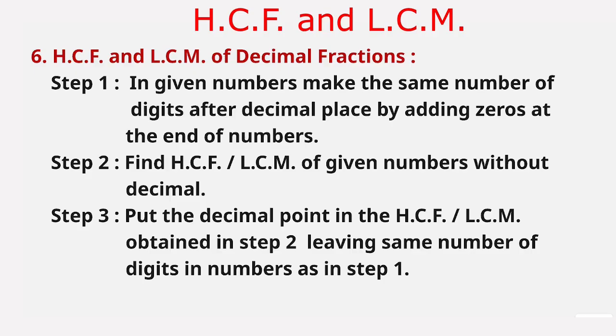Now whatever number you have made after putting the zeros, remove the decimal and find the H.C.F. and LCM of those numbers without decimal. Then again put the decimal so that the digits after the decimal is same as in step 1. You will understand it by examples. We go to the examples. Example 9. Find H.C.F. of 2.4, 0.16 and 0.4.